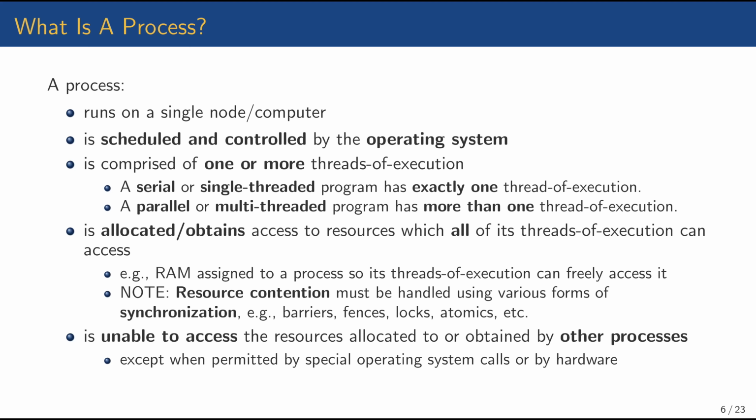So if you've ever written a Python program, a C program, a Fortran program or whatever, and you didn't do anything special about threads, that has one thread of execution, the thread of execution it runs on, okay? If you did do something special with threads, then that's a parallel or multi-threaded program, and you have more than one thread of execution. Okay, now here's how it works.